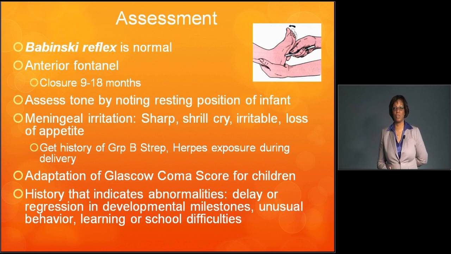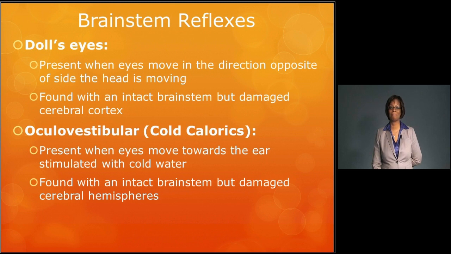Speaking now back to meningitis, you want to get into the history. Does this baby have a history of during birth having been exposed to group B strep or herpes exposure during delivery if it was a vaginal delivery? Those are the two organisms that are the highest causes of meningitis in the neonatal population. There's also a Glasgow Coma score for children. We'll touch on that when we get to the picture in a little bit. And then you want to just talk to the caregivers about the history and anything that may have manifested that would indicate that this child has a regression or a delay in reaching their developmental milestones.